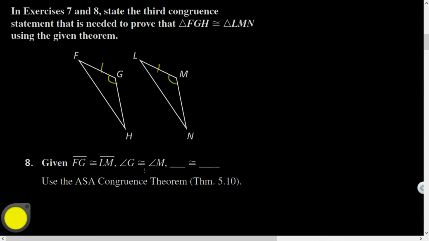It looks like I need another angle because I've got an angle and a side already. What other angle do I need to relate? Tyler. Angle F is congruent to angle L. Yep, because the side is in between the two angles here, so the side needs to be in between the two angles, right? Included side.